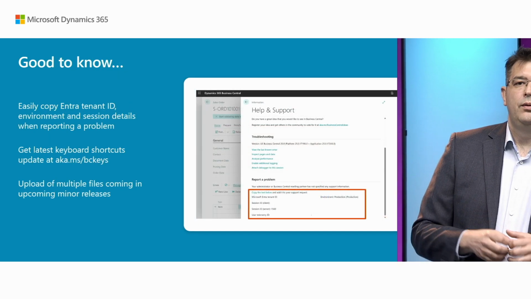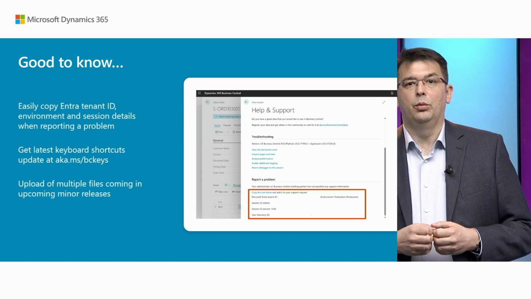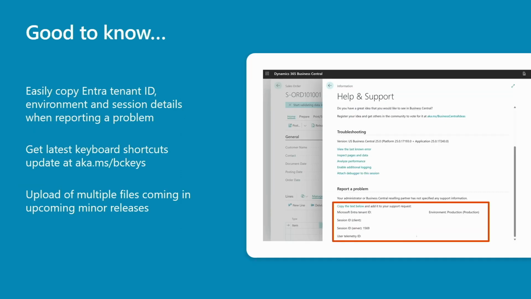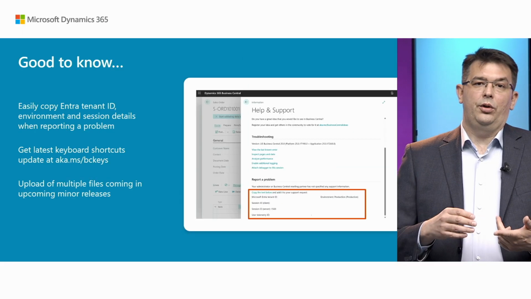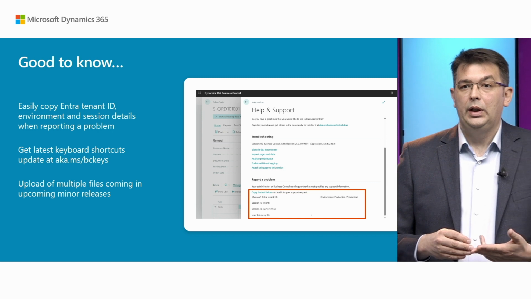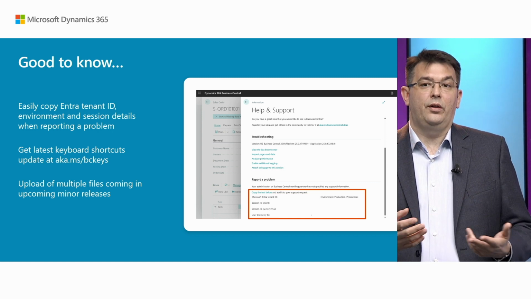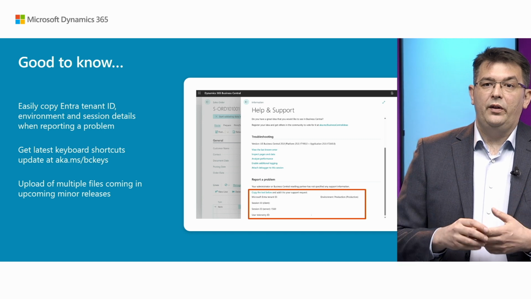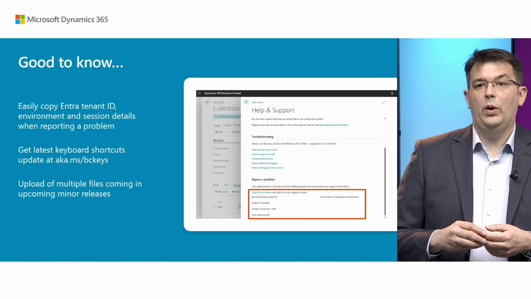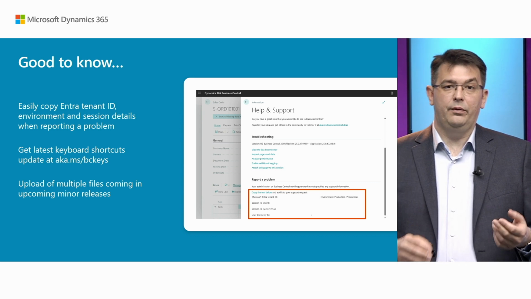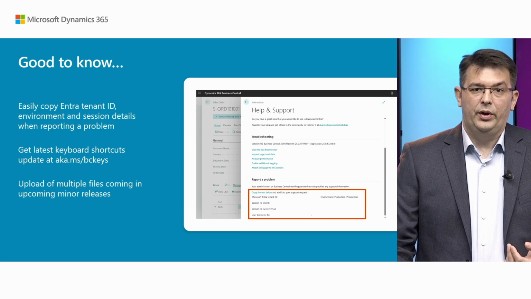There are a few other minor things that I think are good to mention and good to know. In the help and support page, in many of these support scenarios, what the support person is usually going to ask the user is to provide the three basic details in order to identify the tenant, the environment, and the company where the issue has occurred. So with this release in the help and support page, you have a very easy way of copying that information and sharing it with the support teams.